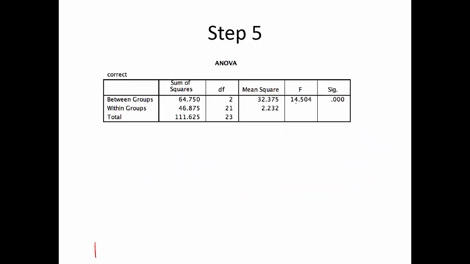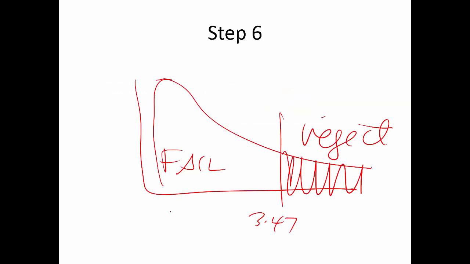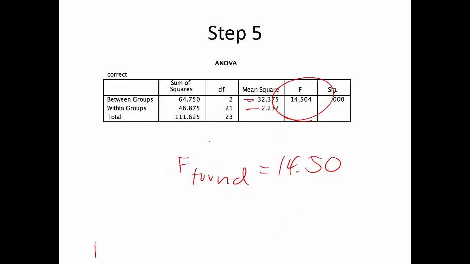For step 5, I have to list F. Remember, F is the ratio of mean squared between over mean squared within. So that 14.50 that is found comes from 32.38 over 2.23. So I got 14.50. Remember, F can get very large very fast. So having a score of 200 is not unusual. So 14 is not unusual either. So we're going to be way out here.